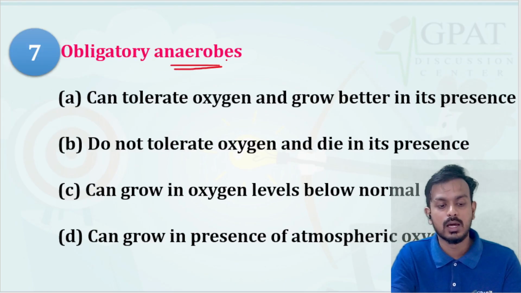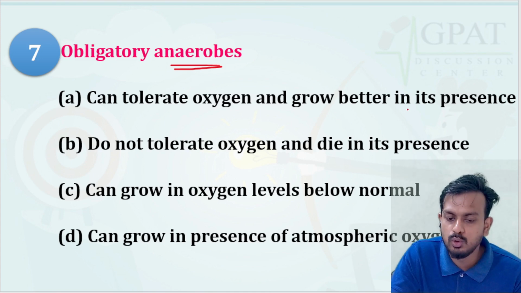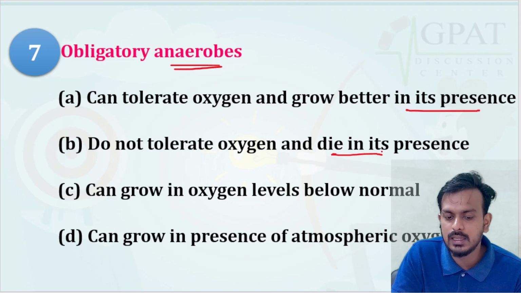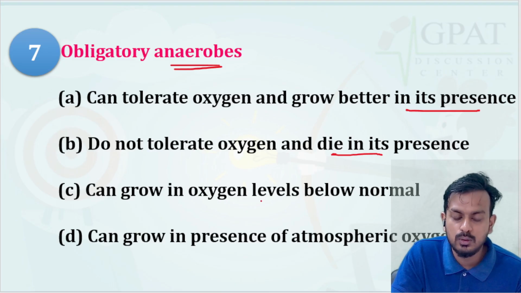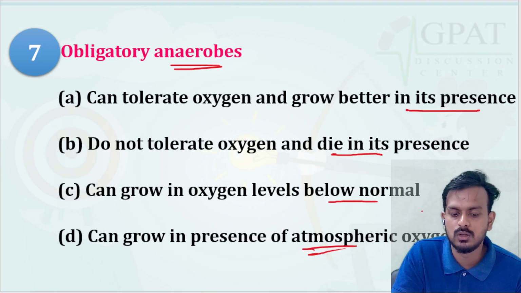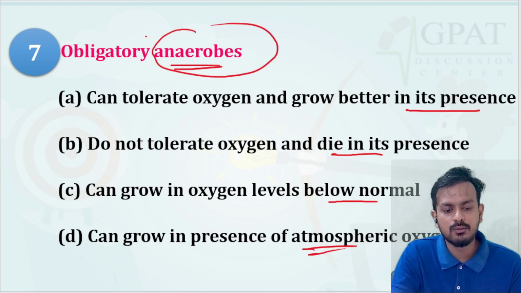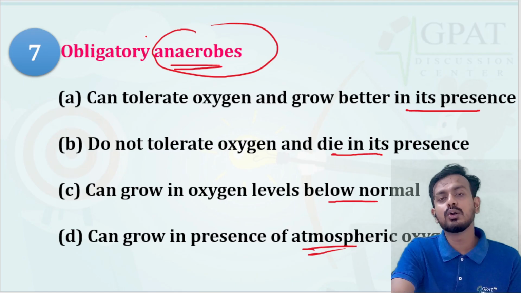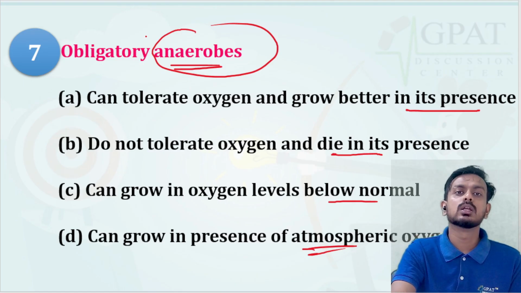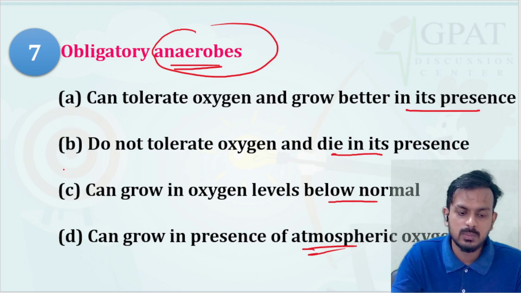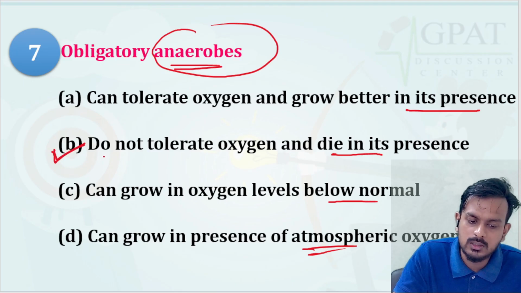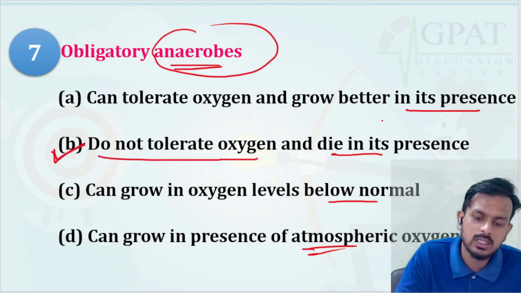Next question: obligate anaerobes are what? They can tolerate oxygen and grow better in its presence; do not tolerate oxygen and die in its presence; can grow at oxygen levels below normal; or can grow in the presence of atmospheric oxygen. Anaerobes will not survive in the presence of oxygen, so option B is the correct answer: they do not tolerate oxygen and die in its presence.